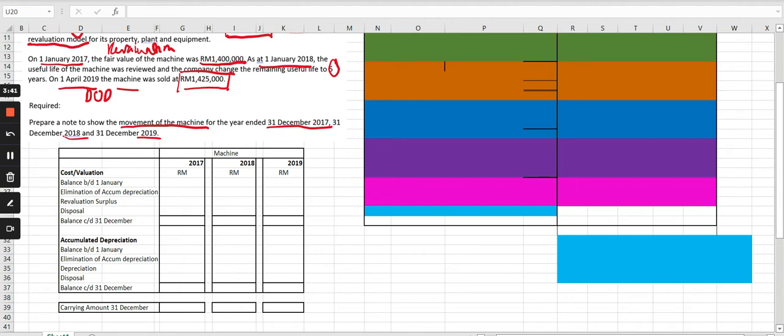So let's see. What you need to do first is to construct the template for the movement of PPE. So you put that into 3 columns, where the 3 columns for the machine are the 3 years, and an extra column for the movement, showing the items. This question does not involve impairment loss, so we just have cost or valuation, and also the accumulated depreciation, and lastly your carrying amount as at the end of each year. Okay, so what we will do now is to start.